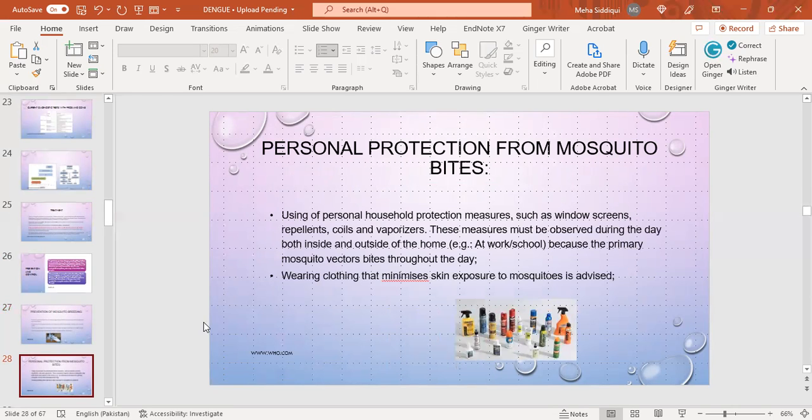Then the second method is personal protection from mosquito bites by using personal household protection measures such as window screens, repellents, coils, and vaporizers. These measures must be observed during the day, both inside and outside of the home, because the primary mosquito vector bites throughout the day. Wearing clothes that minimize skin exposure to mosquitoes is advised. That is long sleeves and full trousers.